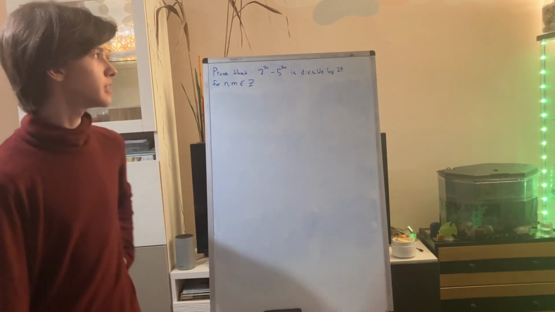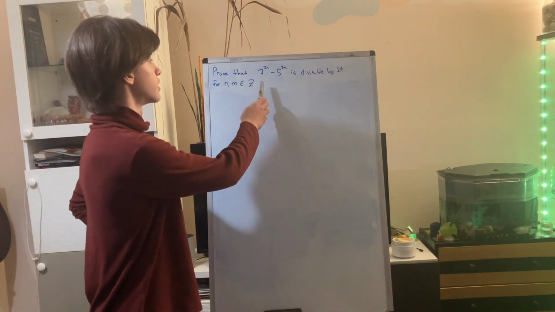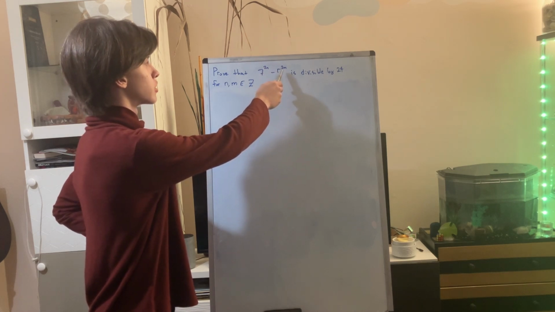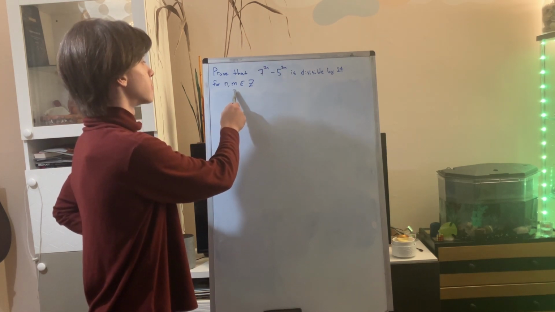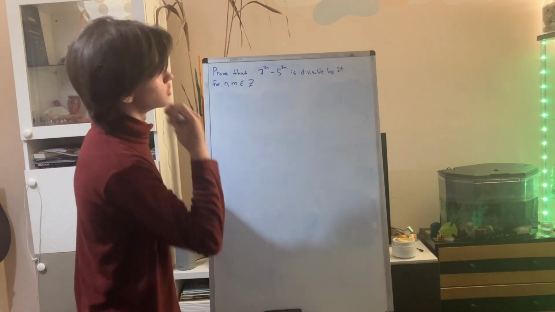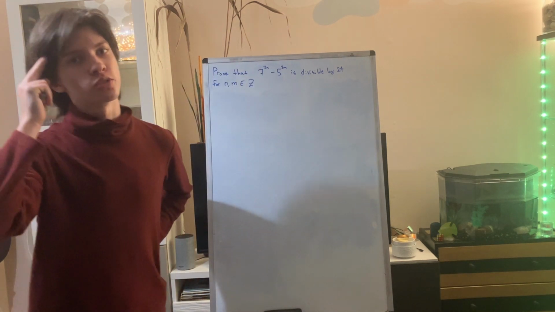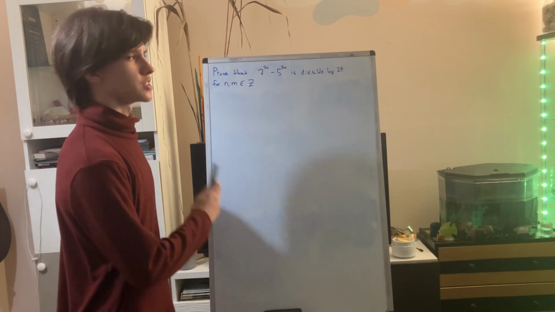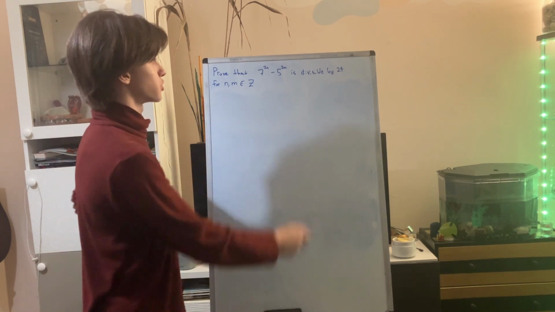Welcome guys! Today we're going to be proving that any number in the form of 7 to the power of 2n minus 5 to the power of 2m, where n and m are any integer, is going to be divisible by 24, using the methods of modular arithmetic. So first we have to take some notes about our initial conditions.